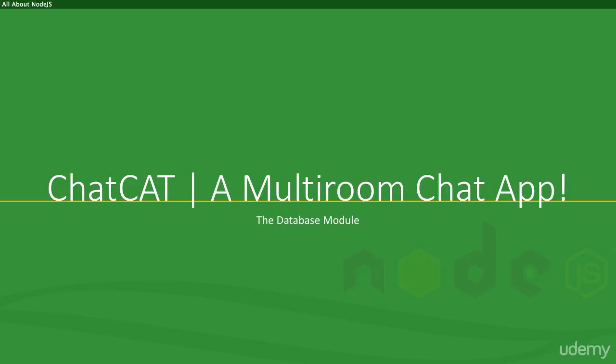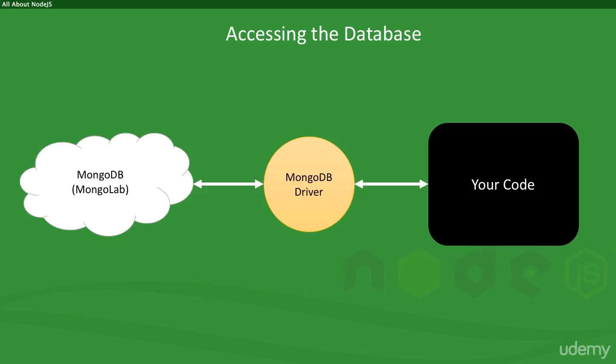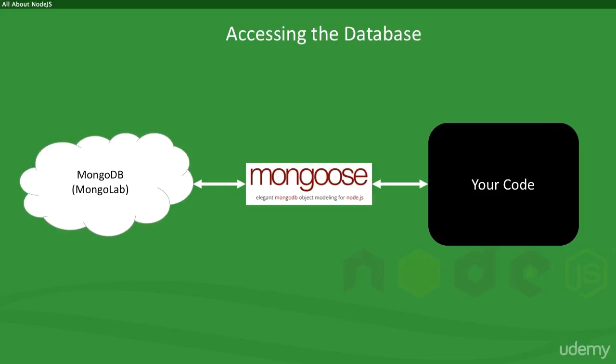For accessing the database, we would require a MongoDB driver module, which basically provides an interface from your Node.js app to the MongoDB instance. Now, while a ton of these drivers, including official ones from MongoDB, exist, we will prefer using a module called Mongoose.